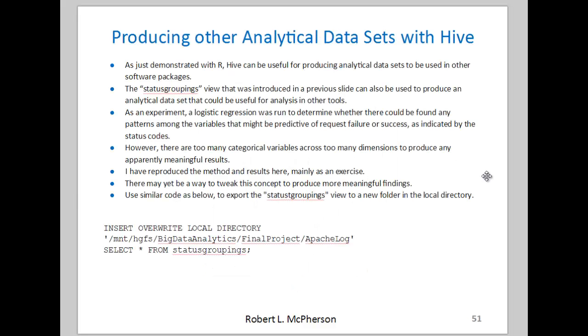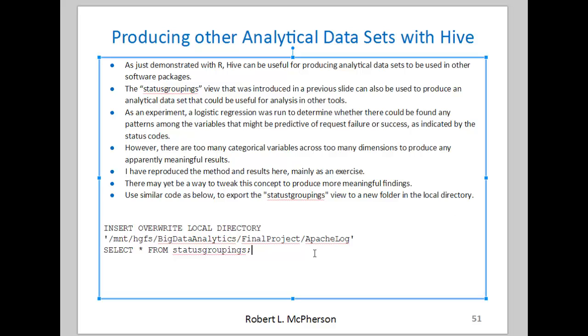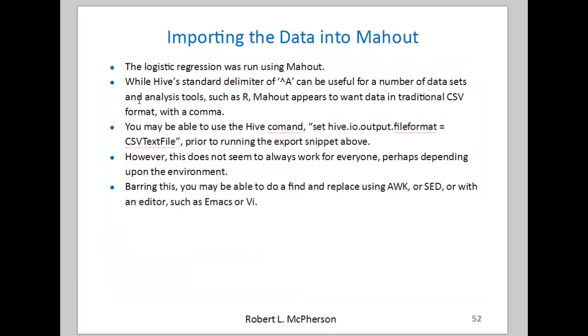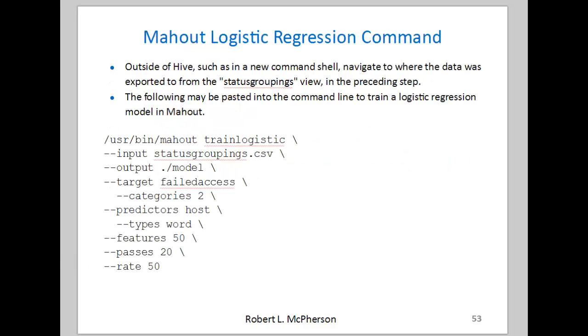We can also produce other analytical data sets with Hive, such as a logistic regression in Mahout, which is what I experimented with here. Here I exported the previous view, which was called status groupings, you may remember, which groups the status by type, either failed or successful, stored it in a location. Then to import it into Mahout, you've got to replace that delimiter. Unfortunately, what may work great for R doesn't necessarily work for Mahout, so you have to replace that with a comma. You can do that with awk or sed or an editor like Emacs or Vi, which is what I did. And once you've done that, you can specify your model.